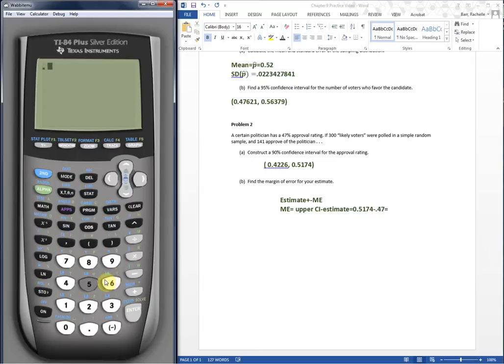So I need 0.5174 minus my p hat, which is 0.47. And I get that my margin of error was about 4%, almost 5%. Lovely. Notice, no rounding, because it terminates. All right, so that's how you can quickly and easily find the margin of error should you need it.